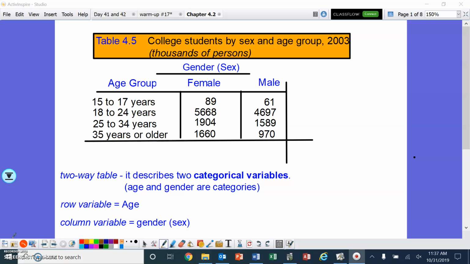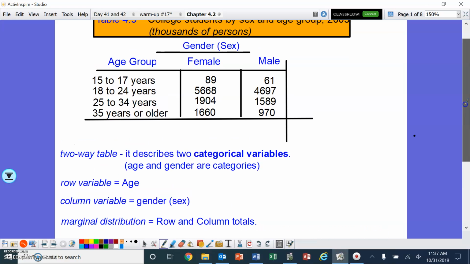All right, so some definitions. First of all, again, two-way table. In this case, age and gender are the categories. The row variable in this case is the age of the student. The column is the gender or the sex. Then we have the marginal distribution, which would be the row and column totals.